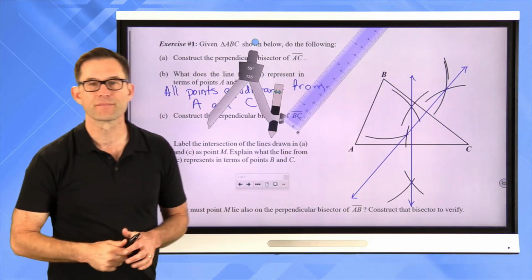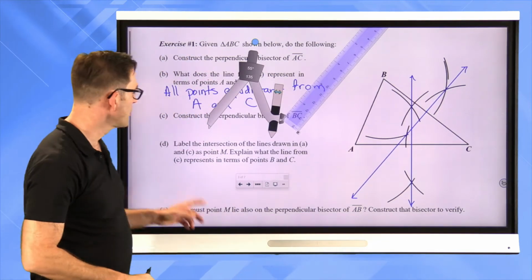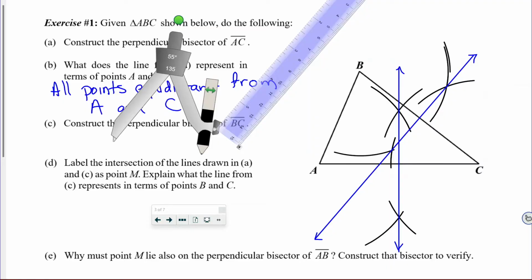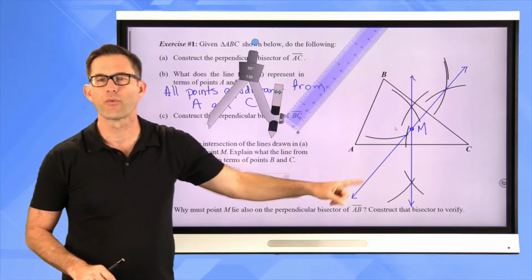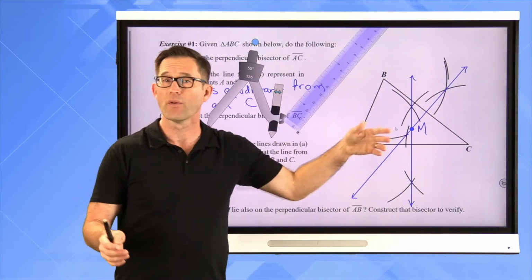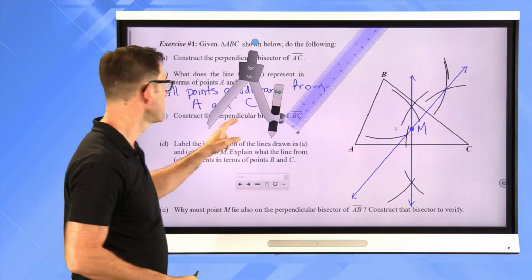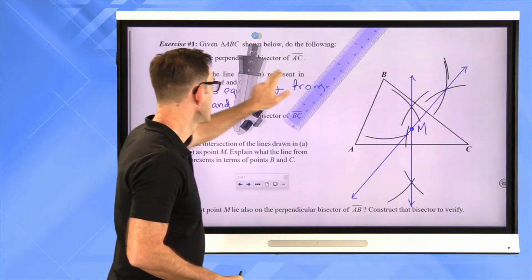All right, great. So let's take a look at letter D real quick. Label the intersection of the lines drawn in A and C as point M. Explain what the line from C represents in terms of point B and C. All right, so a couple things here. I'm just going to draw this in. We'll call that M. And now, what does the line that we just constructed represent in terms of B and C? Well, that's easy. That's the same question that we had up here in letter B.